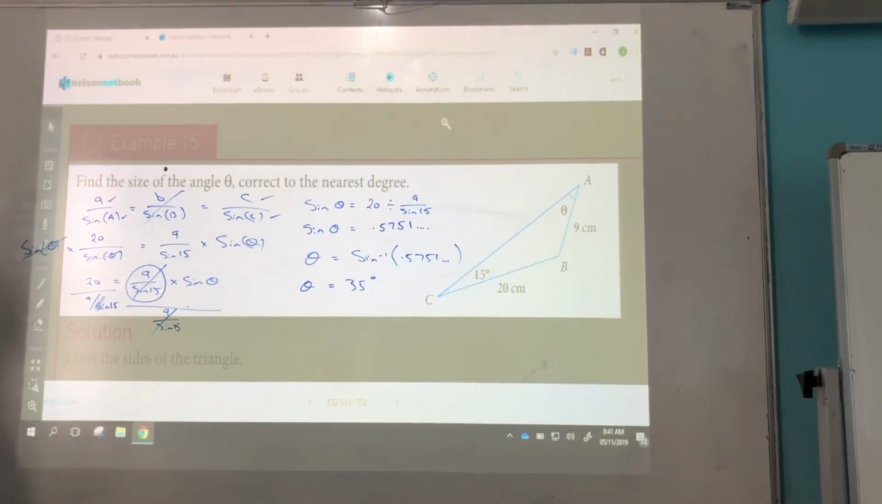Now that's some tricky algebra because we're dividing by fractions. So it's going to take some practice to master that, I would say. All right, button.